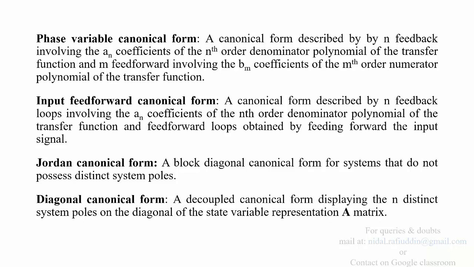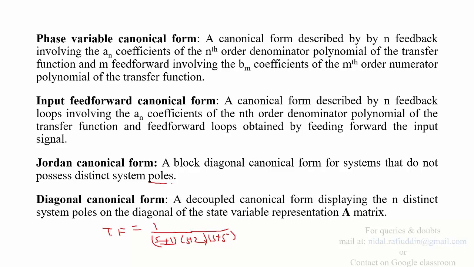Again, Jordan canonical form comprises a block diagonal canonical form for systems that possess distinct system poles. For example, if I say the transfer function is represented by the expression 1 upon (s plus 1)(s plus 2)(s plus 5), these are termed as distinct system poles.